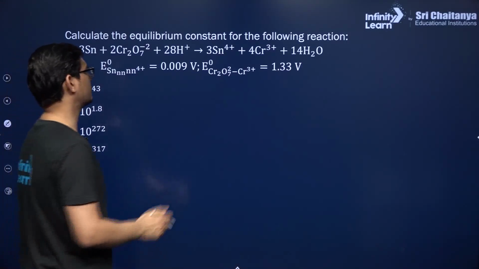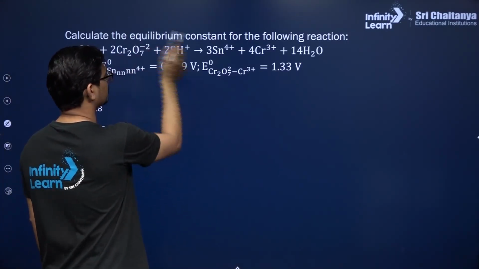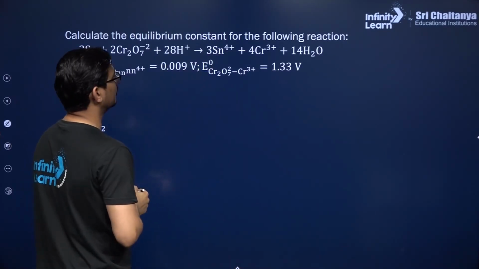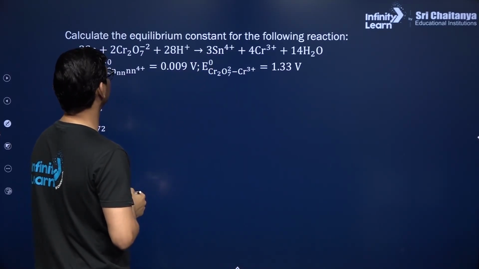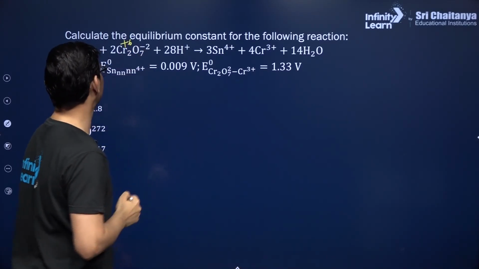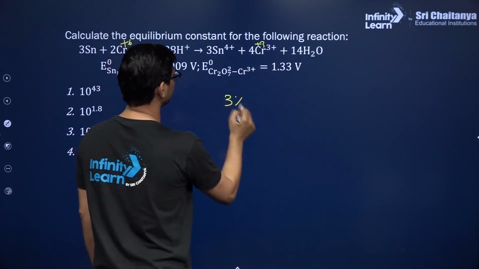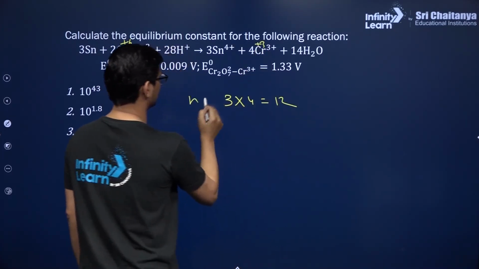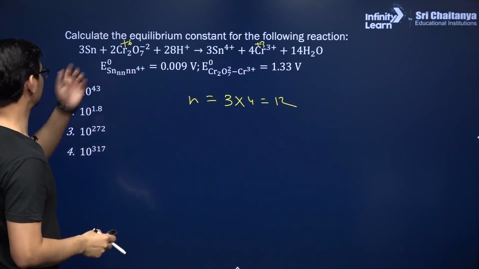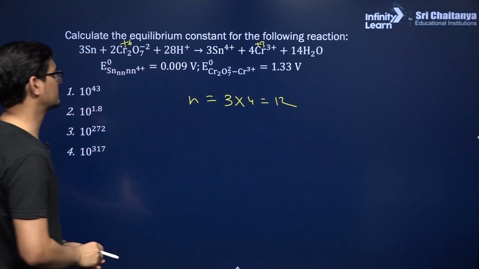Here the number of electrons: there are 3 tin going from 2 plus to 4 plus, and dichromate are 2. So it is going from plus 6 to plus 3, 3 chromium, and there are 4, so the number of electrons is 12. With the tin it is also going from 0 to 4, there are 3 tin, so 4 into 3, 12 electrons.